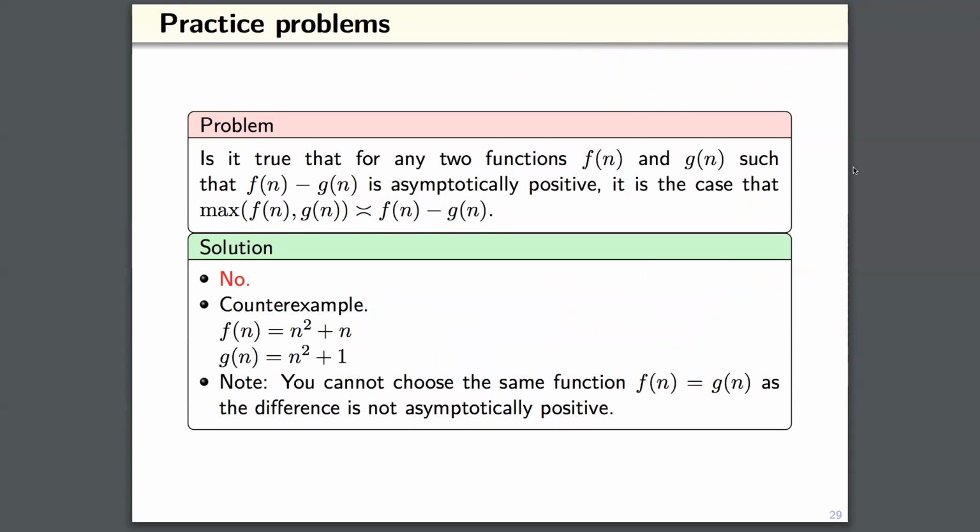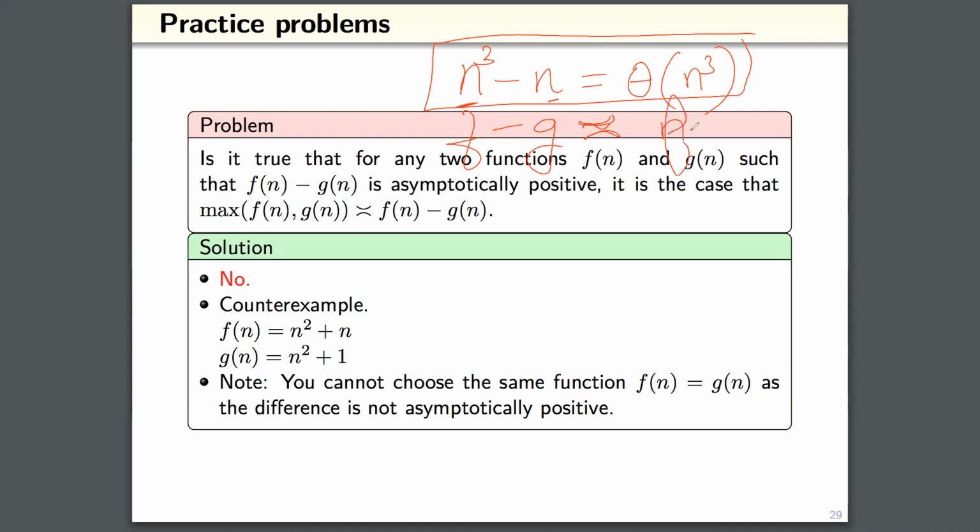Okay, suppose you have two functions, f and g. Now let's take the difference of f and g. Suppose we get f minus g, and that is asymptotically positive. Now, can we say that max of f and g is asymptotically equal to f minus g? This seems like a very nice problem, right? See, if you analyze something like this, f of n is say n cube, g of n is say n, that is theta of n cube, max of n cube and n. We got the result here, right? So maybe f minus g is asymptotically equal to what? F.